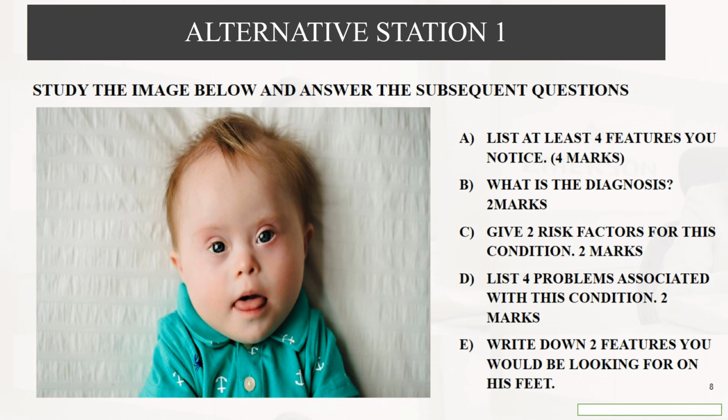Okay. So let me repeat. On the palm they have a single palmar crease. Then on the feet, they have increased plantar creases. Okay, so those are the two features we'll be looking for on the feet.